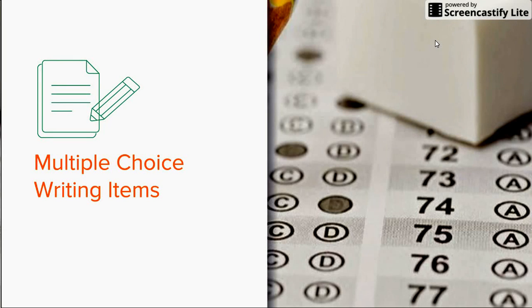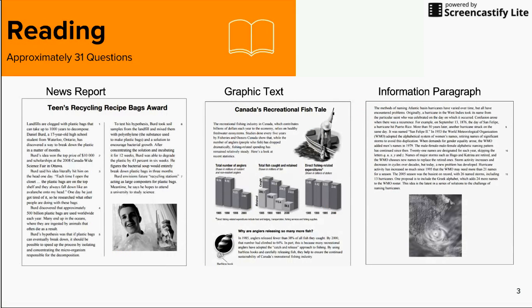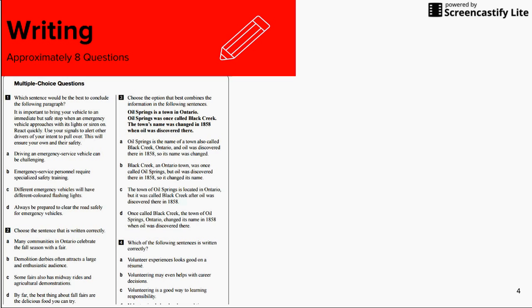The topic we'll be covering this week is multiple choice writing items. There are two types of multiple choice questions on the OSSLT, reading and writing. There are approximately 31 reading questions that follow items like the news report, graphic text, information paragraph, dialogue between people, or real-life narratives. There are also writing MCQ questions like the sample on the slide.